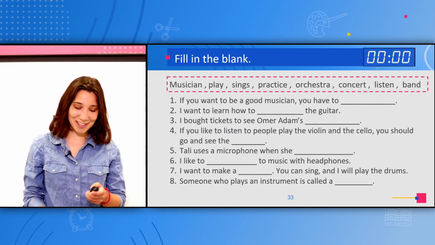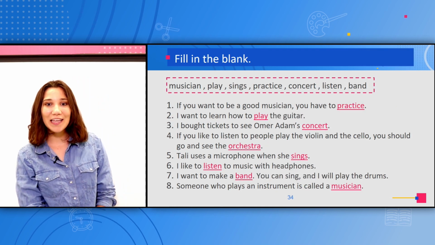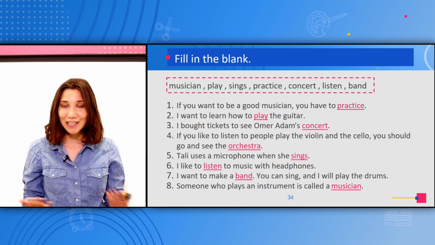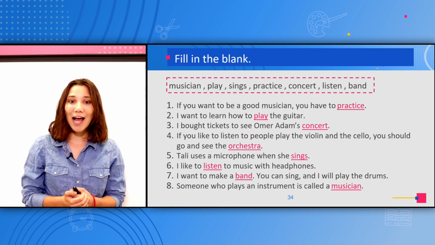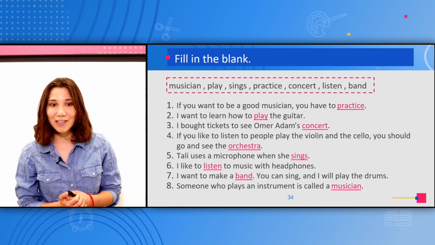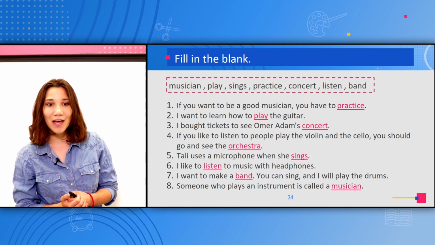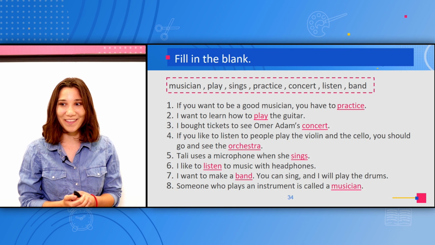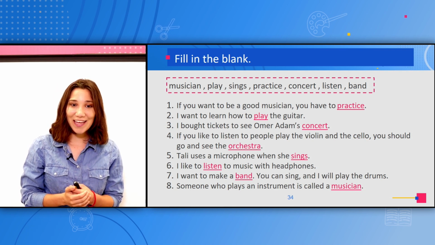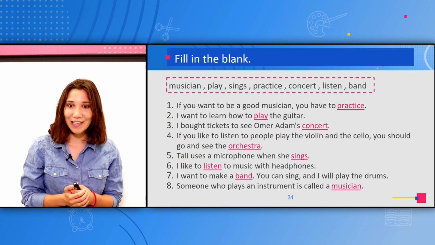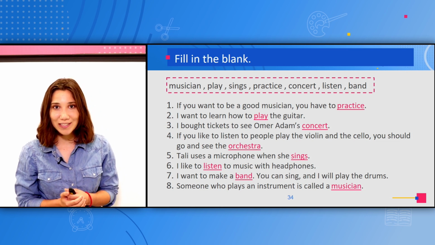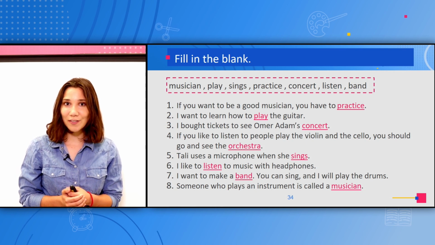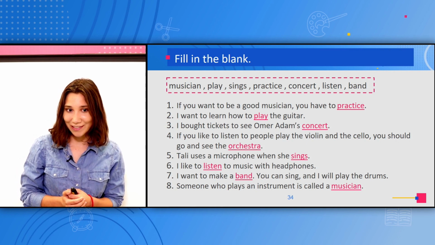Okay, let's check your answers. Number 1, if you want to be a good musician, you have to practice. Number 2, I want to learn how to play the guitar. Number 3, I bought tickets to see Omer Adams' concert. Number 4, if you like to listen to people play the violin and the cello, you should go and see the orchestra. Number 5, Tali uses a microphone when she sings.